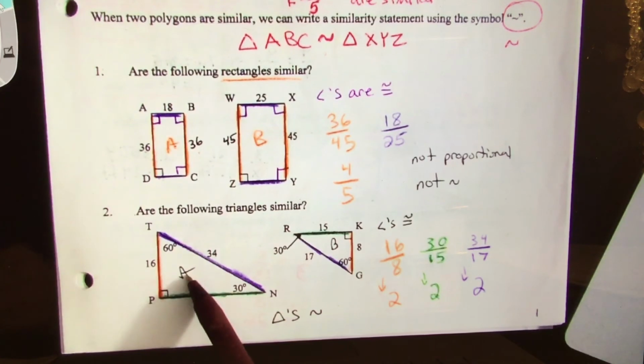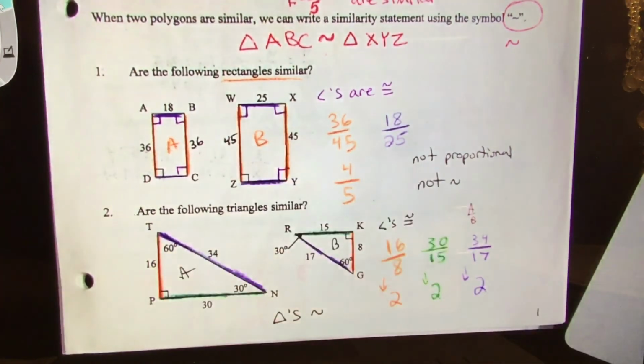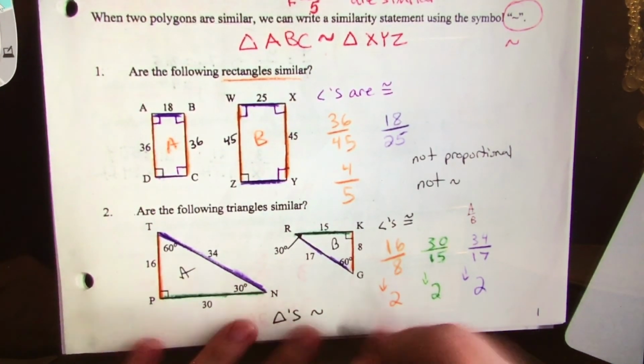So again, I labeled 1A and 1B, and I did A over B is how I set up my proportions. So I ended up, the orange side was 16 over 8, the green side was 30 over 15, and the purple side was 34 over 17. And if I divided all of those and simplified them, I got 2 for each of them. 16 divided by 8 is 2, 30 divided by 15 is 2, and 34 divided by 17 is 2. So the triangles are similar. And something that isn't in the notes is I could say that K equals 2.